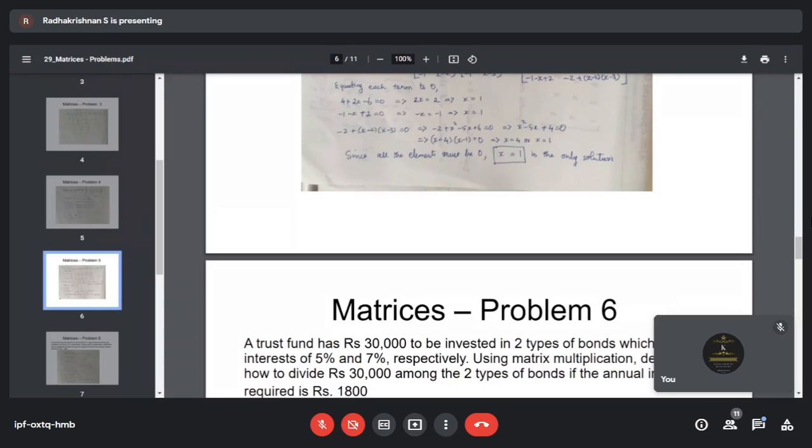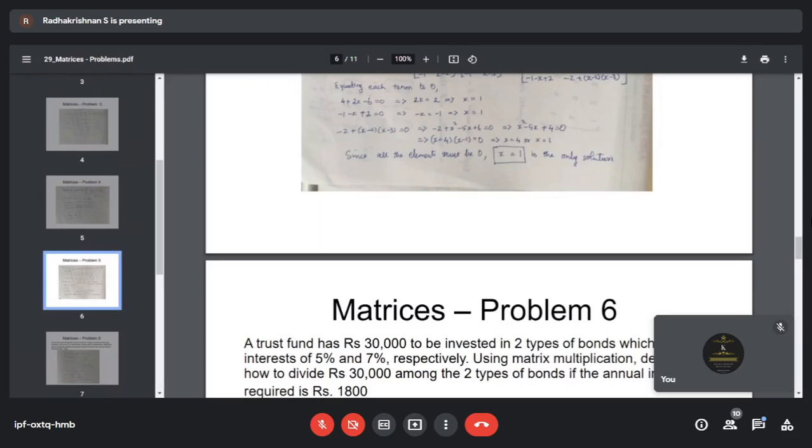So we have to formulate this problem using matrices first. First one is the amount to be invested, that will be one matrix. Then interest rates will be another matrix. You formulate these two matrices, and the product of those two matrices is the interest earned. First one is the amount, the second one is the rate of interest. If you multiply the amount by the rate of interest, you will get the interest amount.